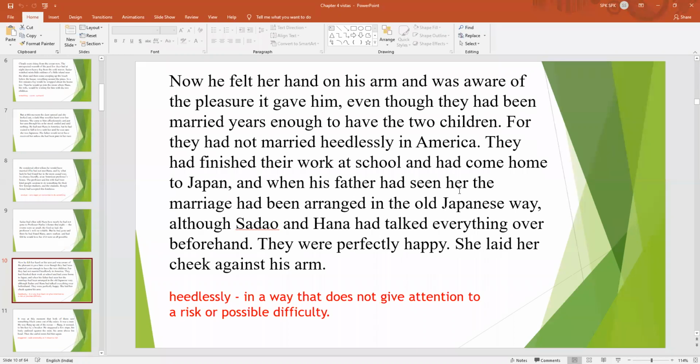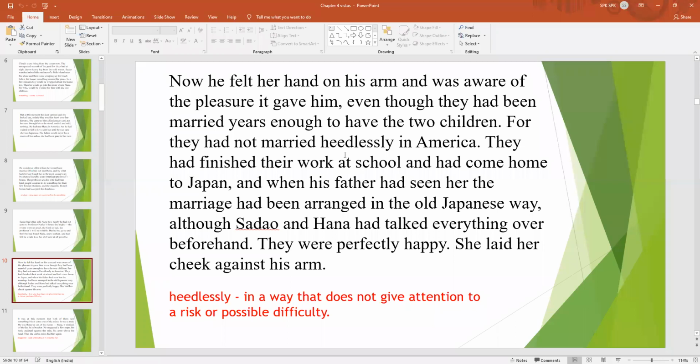Now he felt her hand on his arm and was aware of the pleasure it gave him, even though they had been married years enough to have two children, for they had not married needlessly in America. They love each other even after having two children. Still, that feeling of love is between them. After so many years of marriage, they are still so much in love with each other. Needlessly in America means they had not married in haste in America.